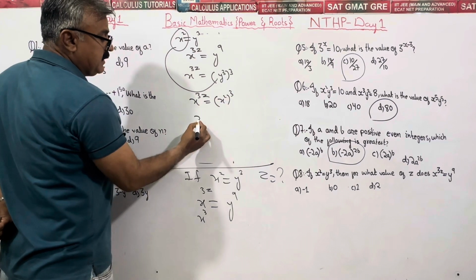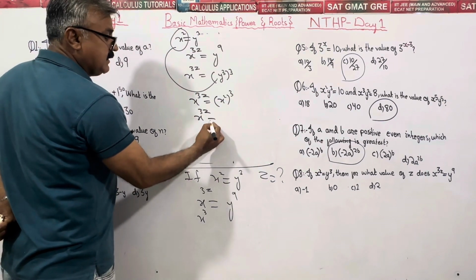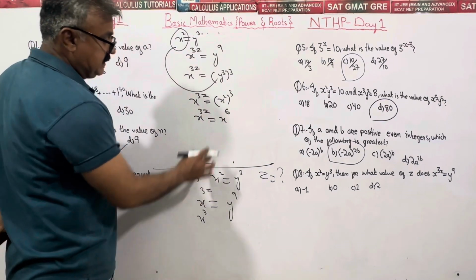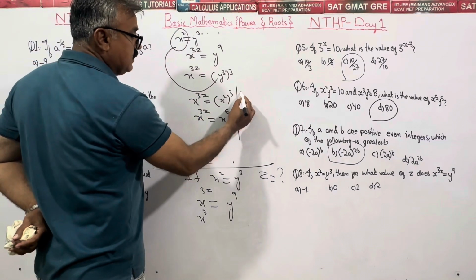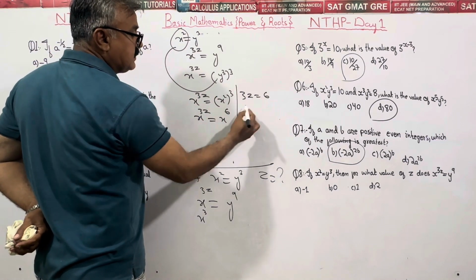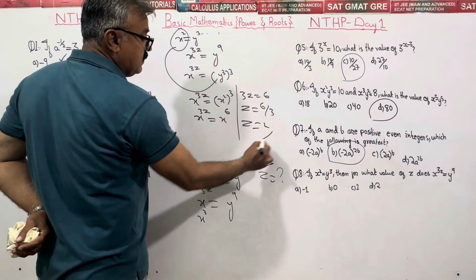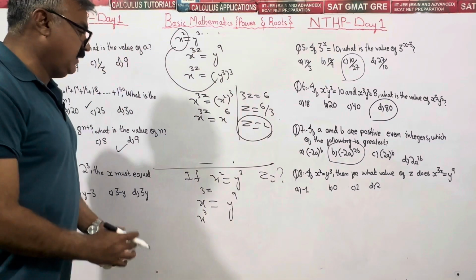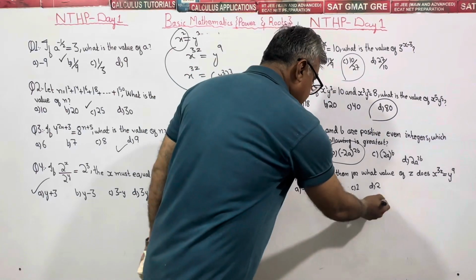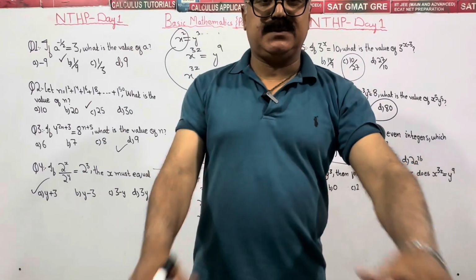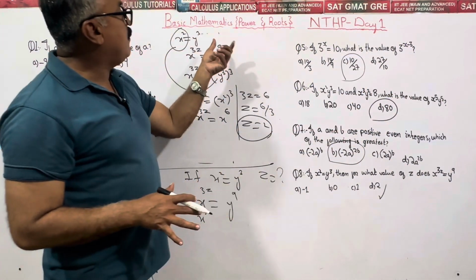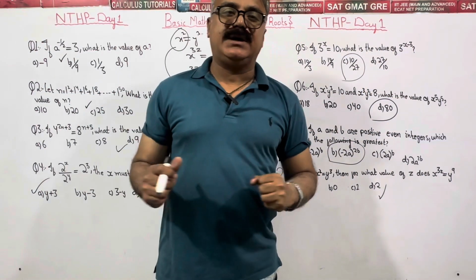Power having another power, multiply the powers. x raised 3z is equal to x raised 2 times 3, which is 6. Bases are equal, therefore powers are equal. 3z is equal to 6, or z is equal to 6 over 3. So z is equal to 2 in that case. It's my tiny effort to explain to you the basics of powers and roots. Next.